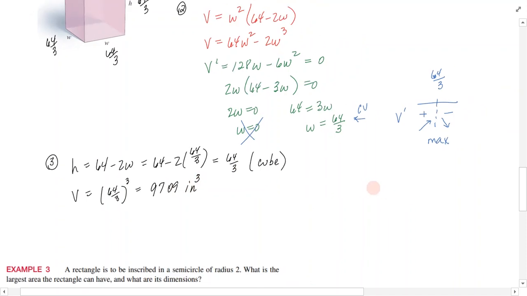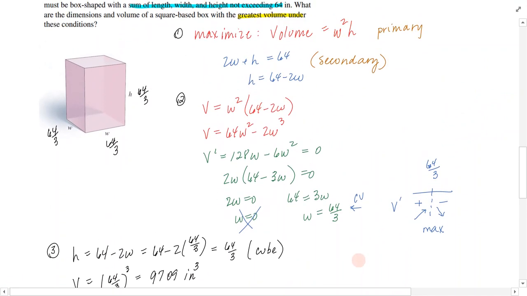So for this particular problem, again, we had to figure out what the primary equation was. It had to do with volume. We had to come up with a secondary equation from the problem that was given to us. So this is where we had the 2W plus H equals 64. We're able to solve that secondary equation so that we can then rewrite volume in terms of a single variable. Once we've done that, we take the derivative to be able to find the critical values and then test to make sure that that critical value is indeed a max.